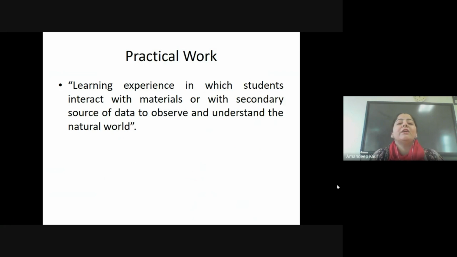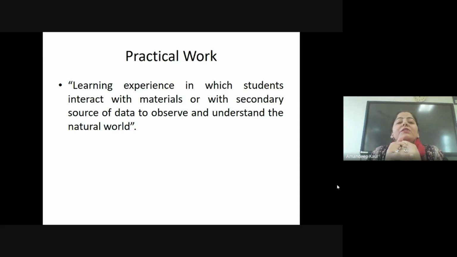So all these kinds of parameters help us to design a practical kind of experience for our students. So practical work is not confined to the laboratory practices only. In theory classes also, whenever the students have a chance to interact with the material, to relate the learning with the real environment or with the natural environment, or to observe something happening in a classroom environment, all those kinds of experiences are considered practical experiences.